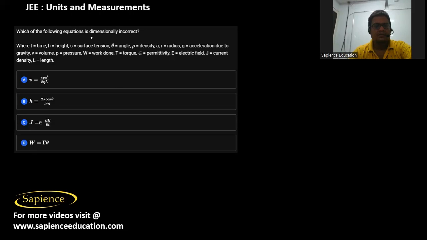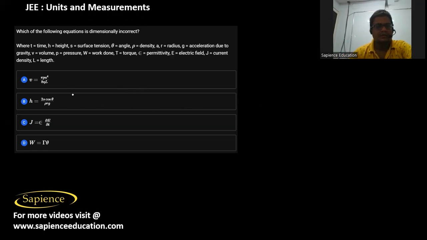Then it is told which of the following equations is dimensionally incorrect. T is time, h is height, s is surface tension, theta is angle, rho is density, a and r are radius, g is acceleration due to gravity, v is volume, p is pressure, w is work done, t is torque, epsilon is permittivity, E is electric field, J is current density, L is length. So here, which one is dimensionally incorrect?